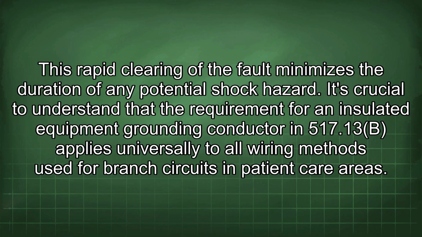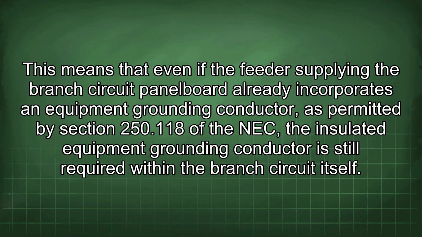It's crucial to understand that the requirement for an insulated equipment grounding conductor in 517.13b applies universally to all wiring methods used for branch circuits in patient care areas. This means that even if the feeder supplying the branch circuit panel board already incorporates an equipment grounding conductor, as permitted by Section 250.118 of the NEC, the insulated equipment grounding conductor is still required within the branch circuit itself.